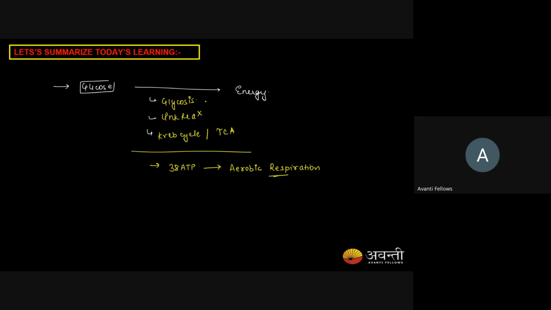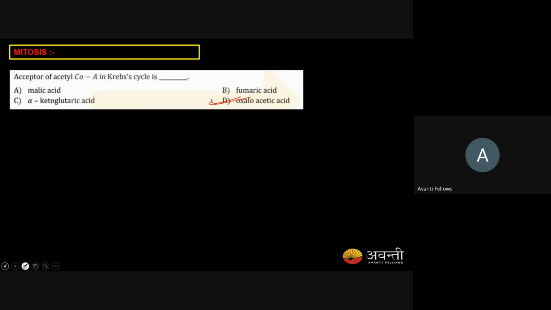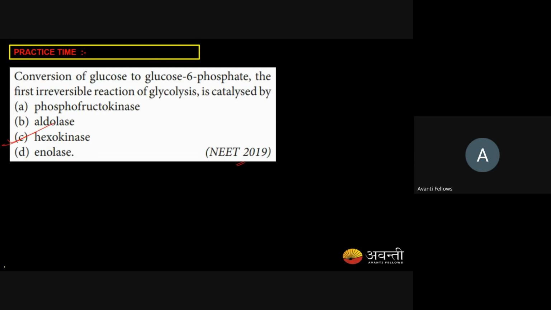Okay? Glycolysis is happening where? In the cytoplasm. And these two are carrying out in the matrix of mitochondria. I just forgot to tell you one major point.